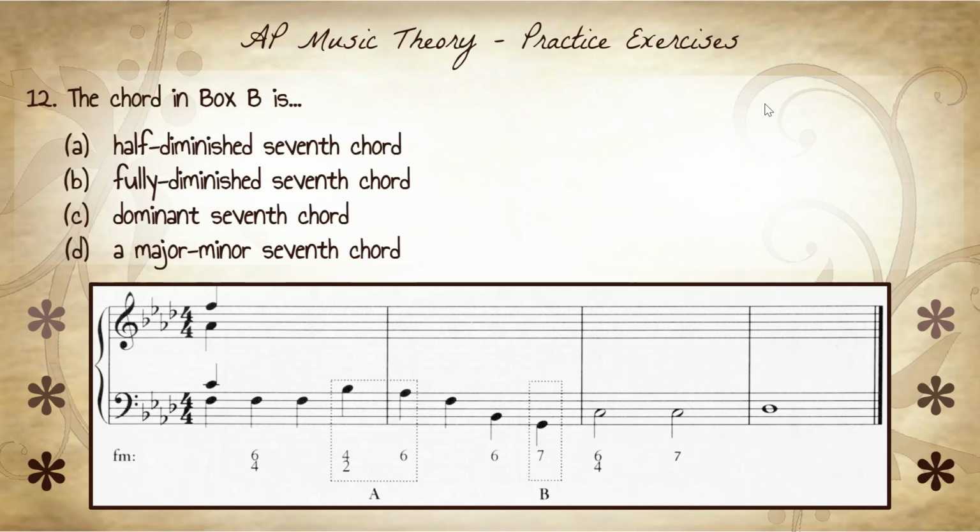Question 12. The chord in box B is A. Half diminished seventh chord, B. Fully diminished seventh chord, C. Dominant seventh chord, or D. A major minor seventh chord.